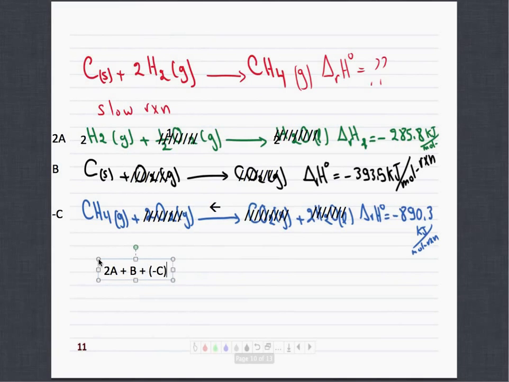And the delta H for this reaction is minus 393.5 kilojoule, which is this one, plus 2 times minus 285.8 kilojoule, plus 890.3 kilojoule. And the answer, if you add them all up, is minus 74.8 kilojoule per mole reaction. Okay? Get the idea?